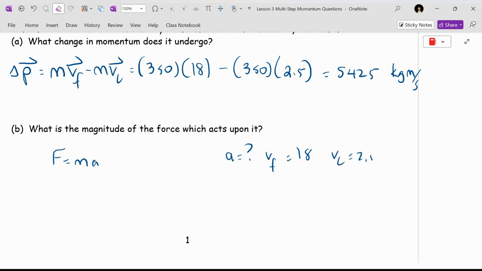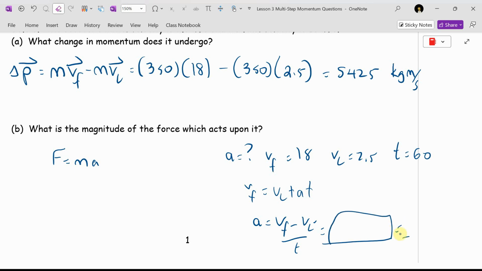They gave me a VI. Oh, did they give me a time? I think you have to read it. What was the time? They gave me a time. 60. You could say, hey, I'm looking for an equation. It's got an A, a VF, a VI, and a T. There is one. You could say, that's going to be VF equals VI plus AT. You could then get the A by itself. Oh, and you could go A equals VF minus VI over T. You could crunch the numbers, you could get an answer, and then you could walk that answer over to there. And if that's your comfort zone, I'm fine with that.